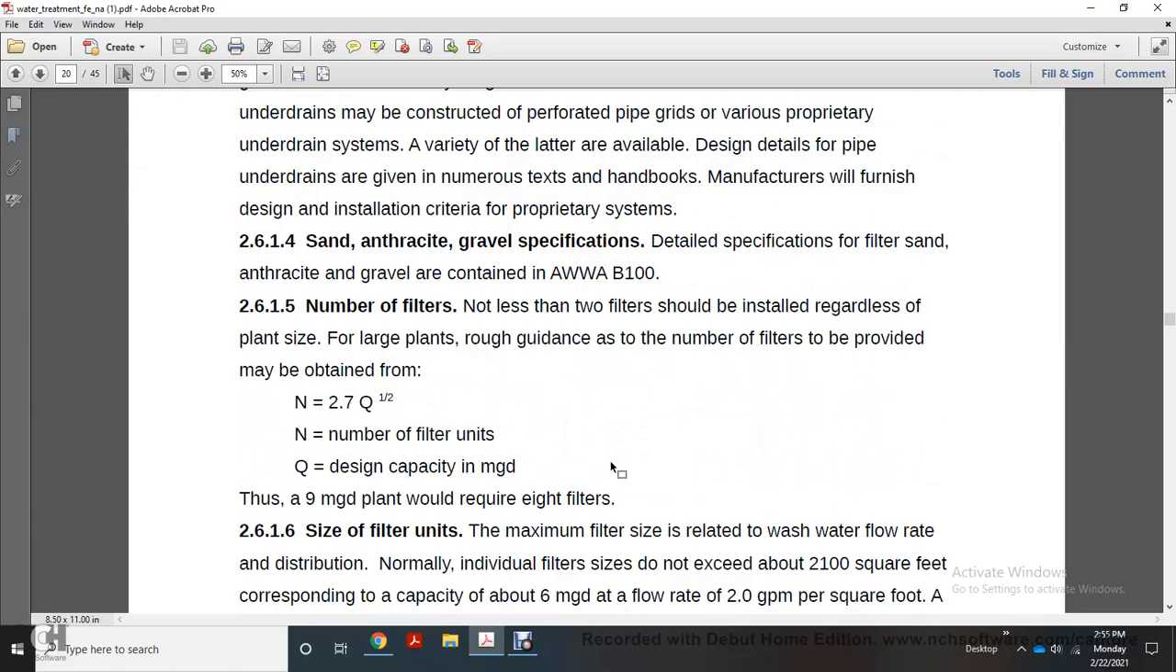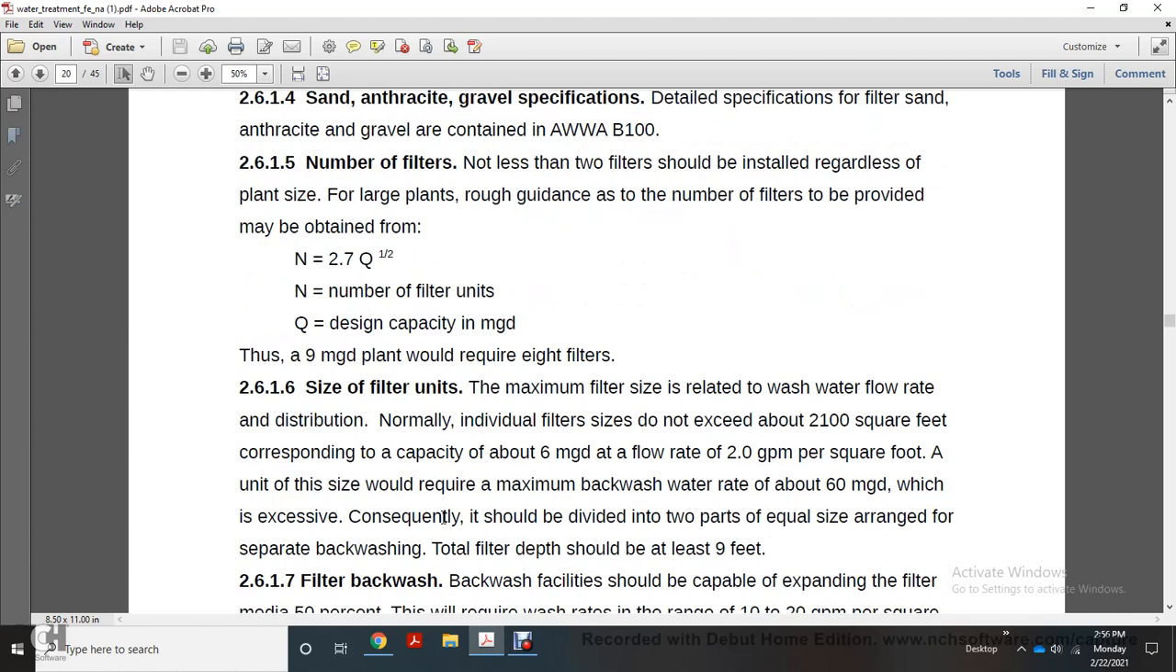Normally, no fewer than 2 filters should be installed regardless of the plant size. For large plants, rough guidance for the number of filters may be obtained from N = 2.7 Q^0.5, where the number of filter units equals 2.7 times the design capacity in MGD to the 1/2 exponent. A 9 MGD plant would require 8 filters.